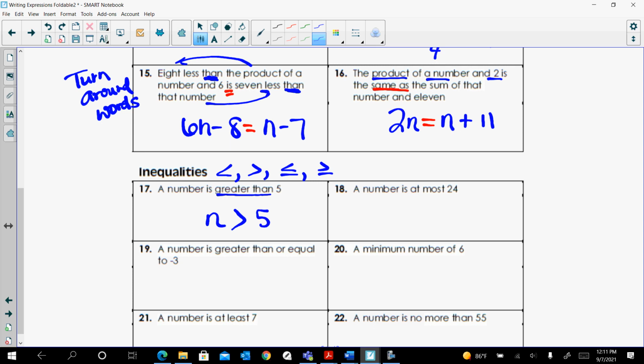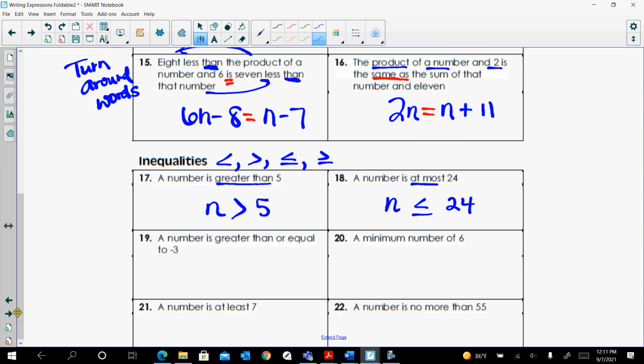Eighteen says a number at most. What symbol goes with at most? Yeah, the less than or equal to symbol goes with at most. So this would be n, the number, is less than or equal to 24. Here, right here, it says greater than or equal to. So right then, it's this symbol. A number is greater than or equal to -3. So n is greater than or equal to -3.